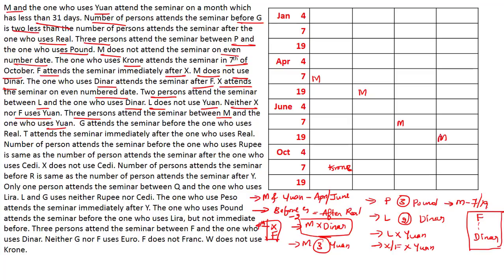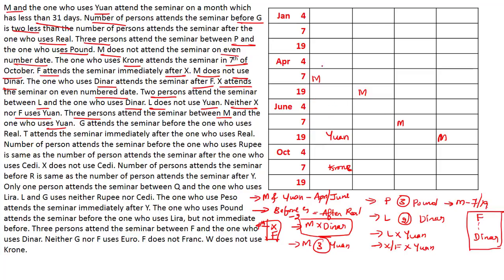Now, based on this information, we have to put M and yuan with a gap of 3 persons. M is here, 1, 2, 3, and yuan has to be placed here. I hope you got it. So M and yuan have a gap of 3 persons. This is done.